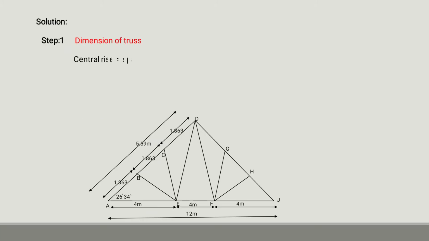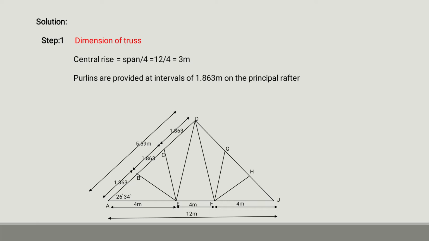Solution. Step number 1, dimensions of the truss. Central rise is equal to span by 4. We know the span length is 12 meter, so 12 by 4 is equal to 3 meter. Purlins are provided at intervals of 1.863 meter on the principal rafter. See the diagram and mark all the values. The span is 12 meter, split into 4 divisions, so 12 divided by 3 is equal to 4 meter. Split the angle; this is a pan type. Our inclined length is 1.863 meter.